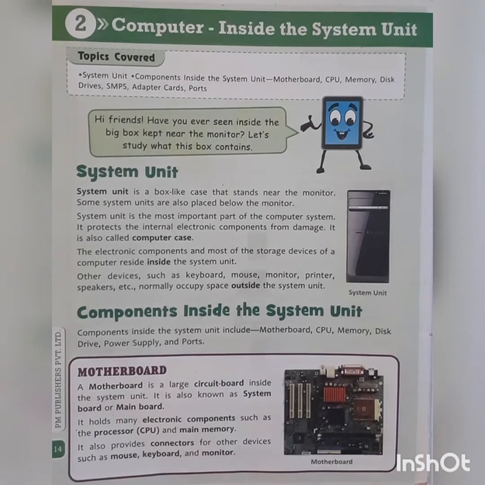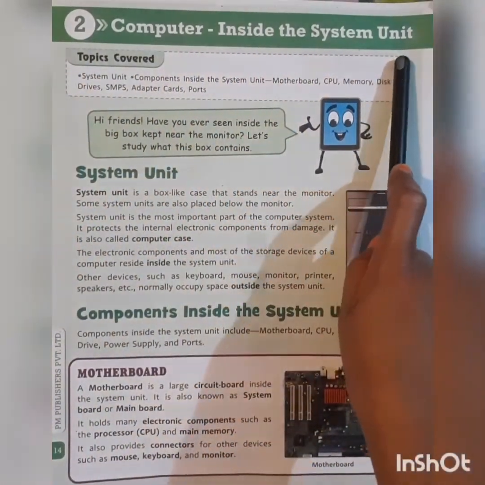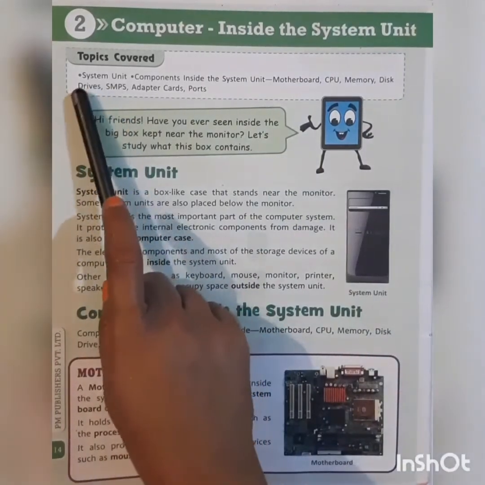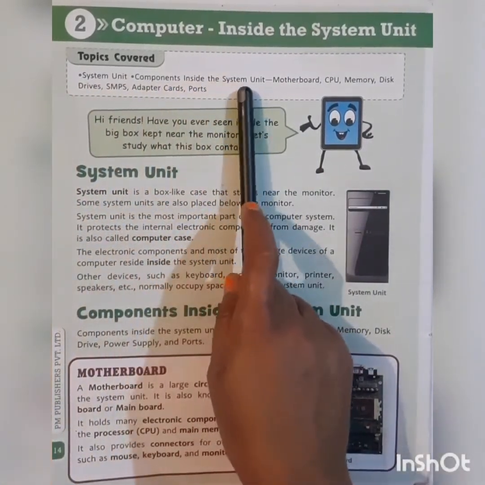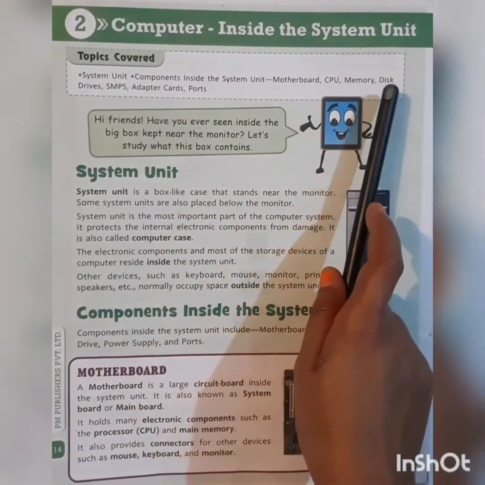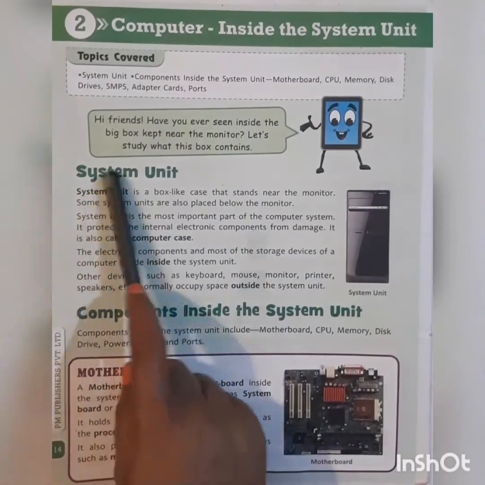Today we are going to learn computer chapter number 2. Actually, we are going to revise computer chapter number 2, computer inside the system unit. What we are going to learn in this chapter? We are going to learn system unit, components inside the system unit like motherboard, CPU, memory, disk drive, SMPS, adapter cards and ports.